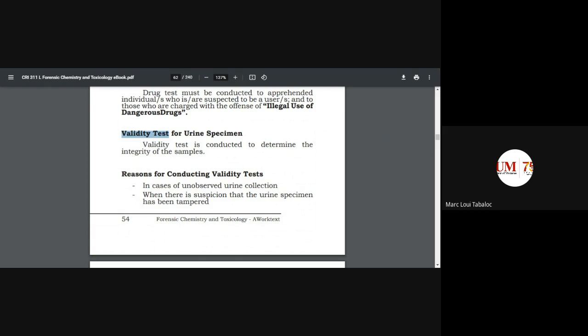Maybe it was mixed with other chemicals that would mimic or be similar to urine. Or when there is suspicion that the urine is tampered. Right? Mixed with another person's urine. Right? So, there is a need for a validity test for that.